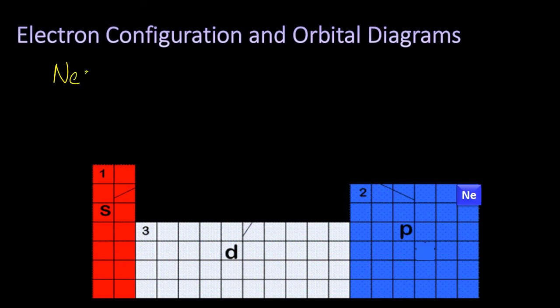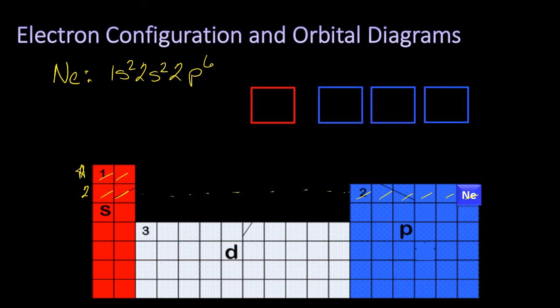I'm getting punchy. Okay, 1s2, starting here, 1s2, then 2s2, coming all the way over here, 2p, 1, 2, 3, 4, 5, and 6. And your boxes should have looked something like this. 1 up, 1 down, 1 up, 1 up, 1 up, 1 down, 1 down, and 1 down.